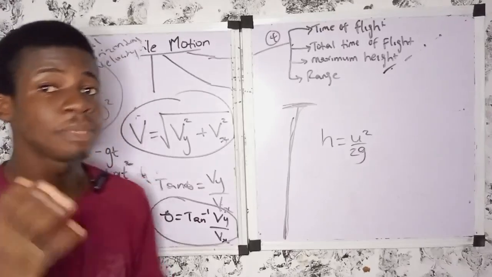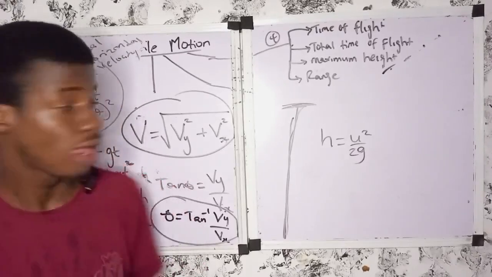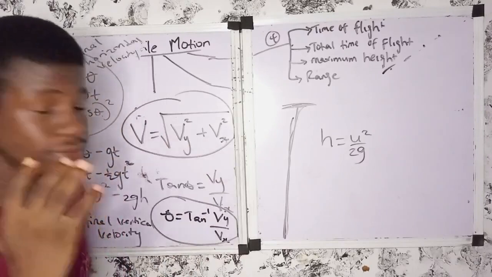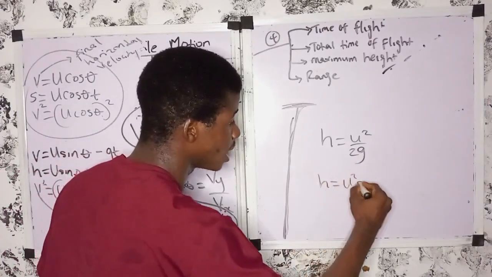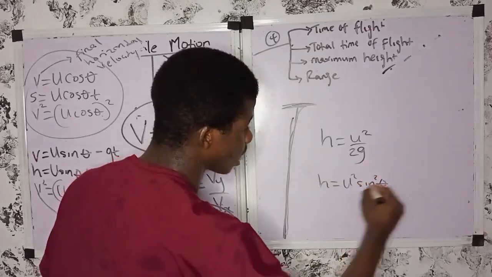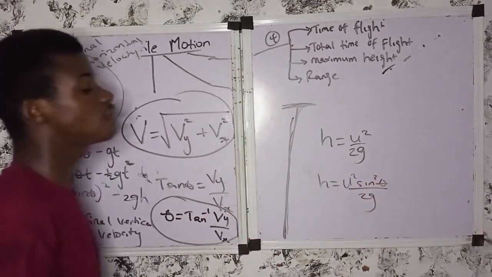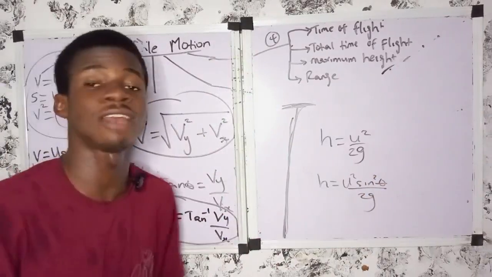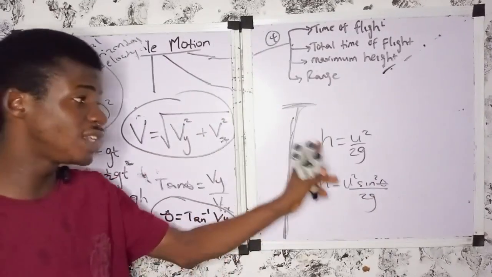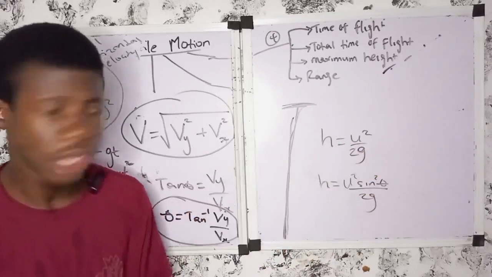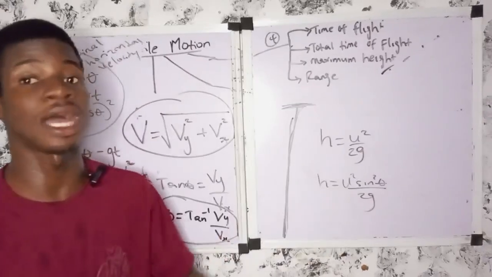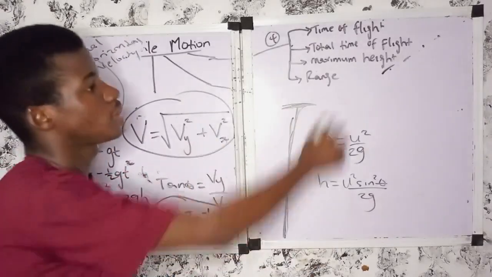Now in a particular question, when they give you an angle, it's very easy. When they give you an angle, it will be h equals u square sin square theta all over 2g. So these two are the formulas for maximum height. The first one is for when they didn't give you an angle, while this second formula is for when they give you an angle.